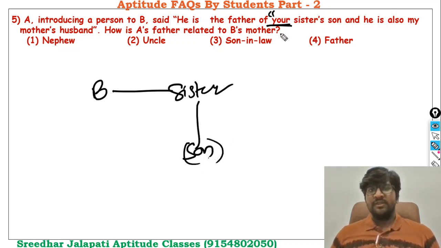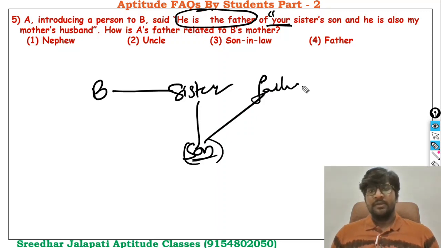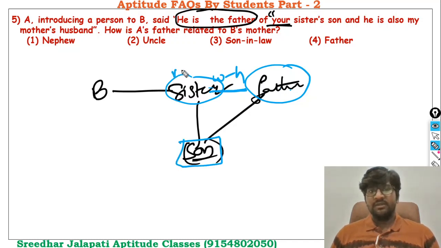So for this gentleman, your sister's son, for this gentleman, he is the father. Whomever A is introducing is the father. So this is the gentleman about whom A is talking. This gentleman is B's sister's son's father. Then these two become wife and husband. And this lady, that is B's sister, for this son becomes mother. Right? What A said, he is the father of your, in the sense B's sister's son's father.